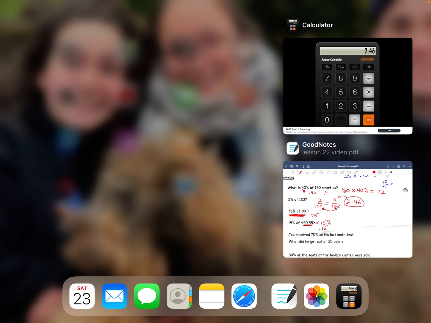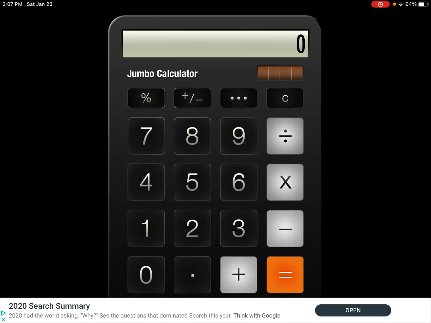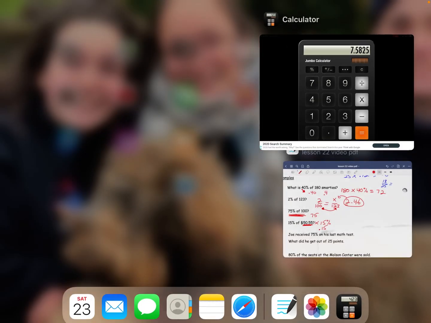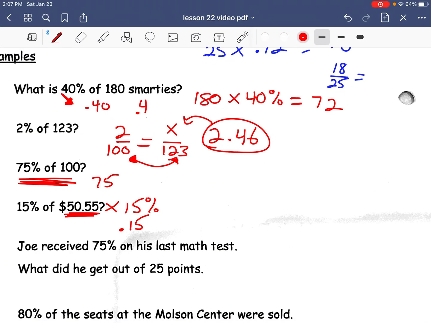Whoops, it would be good if I remember the numbers. So 50.55. We'll clear and do 50.55 times decimal 0.15 automatically. And that would give you 7.58 as an answer.